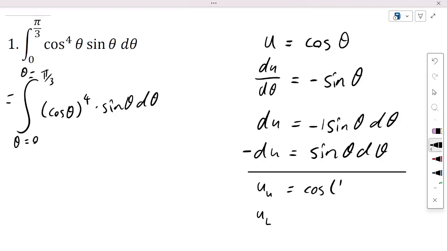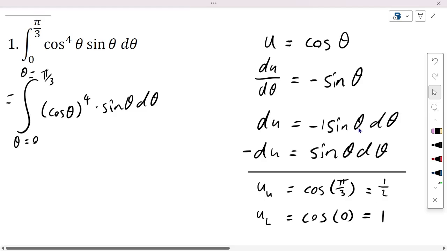Upper limit is pi over 3. And then the lower limit is going to be 0. We know that cosine of 0 is 1. And pi over 3, or cosine of pi over 3, is just going to be equal to a half. Okay. According to our special triangles. But I do remember this by now. So yeah, I do it a lot. That's why. Anyway, so now we can do our substitutions, right?